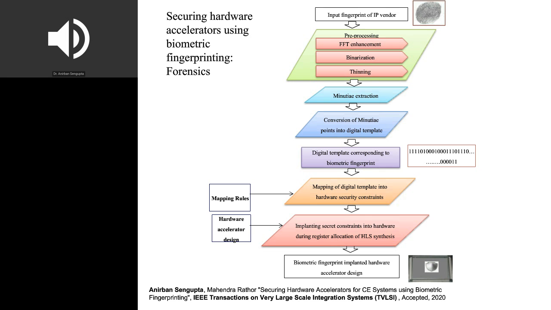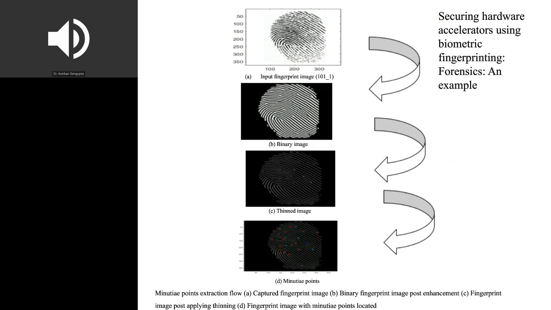Now, if you see the diagram here, we have an input fingerprint image, which we convert into a binary form, followed by thinning, and then we have the minutiae points. In these minutiae points, you may see 2-3 different colors, which represent the different types of minutiae features, for example, ridge ending, ridge bifurcation, and so on.